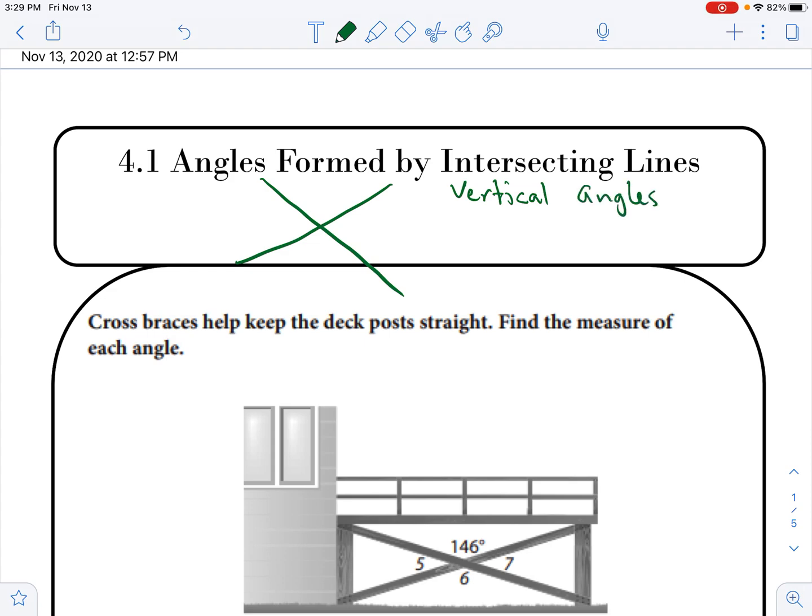Vertical angles would be like angles 1 and 2, or angles 3 and 4. They're opposite to one another. So you have vertical angles. The other thing that we have a review of is what we call a linear pair.